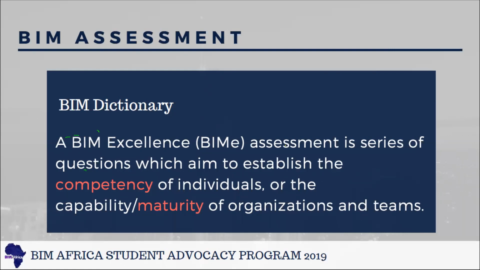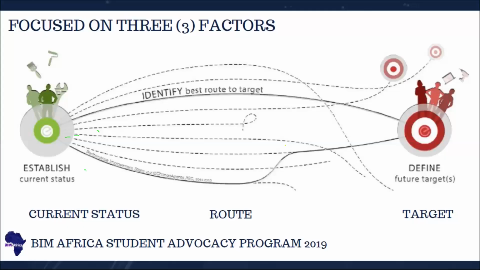But before I get there, since we started with assessment, I would like to say, if you're doing an assessment, there are actually about 3 key things that you should also understand. You would have 3 points. You would have a current status, that's where you currently are. You would have the route, and then you would have a target.